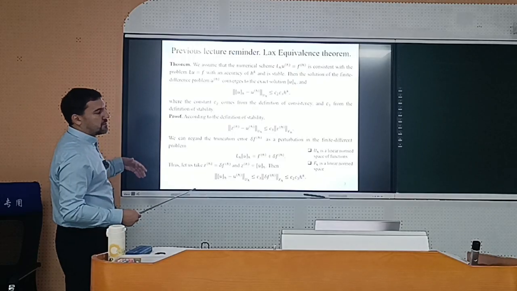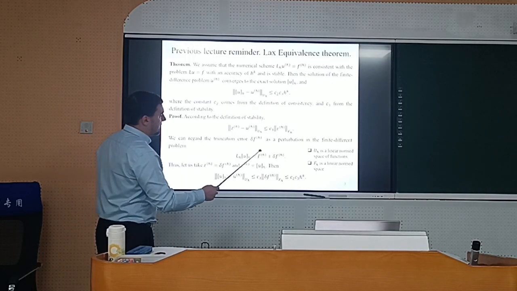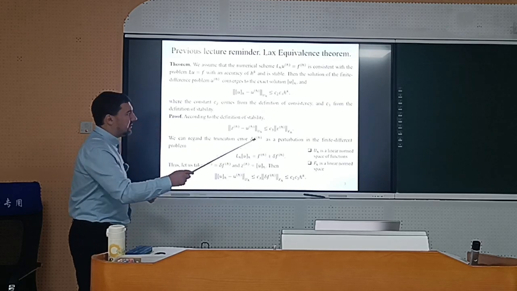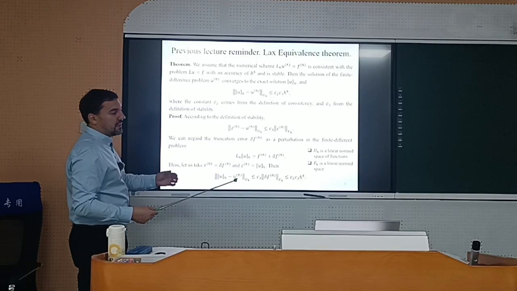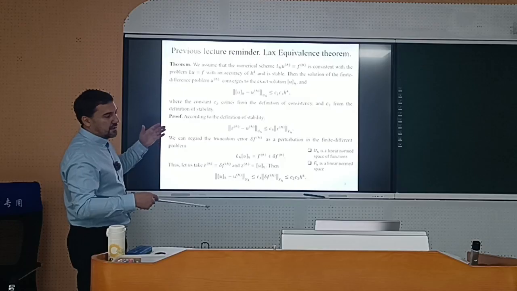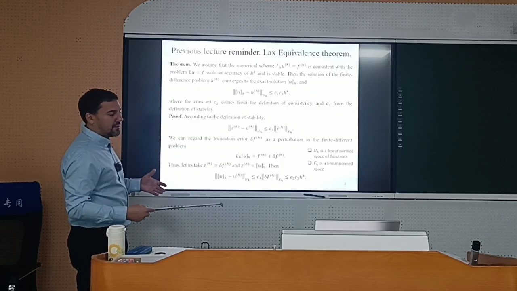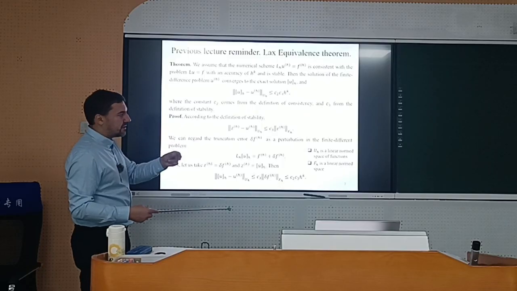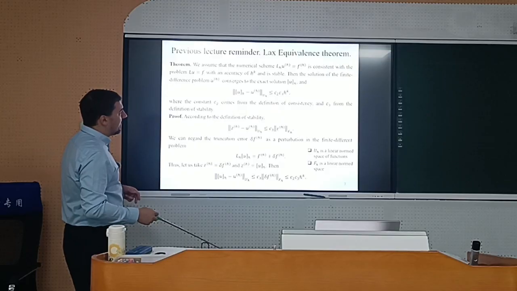So we formulated the definition for consistency. It means that this truncation error delta F is less than C2 h to the k, and the definition of stability. It means that the norm of the difference between the disturbed solution and the non-disturbed solution of our finite difference scheme is small, and the constant C3 comes from the definition of stability.